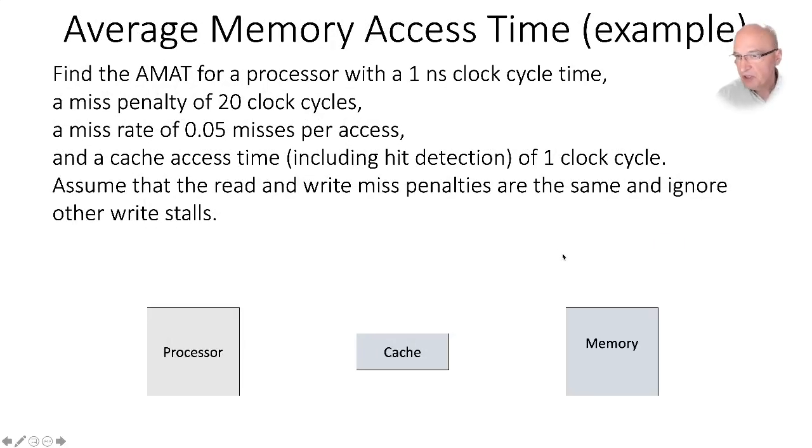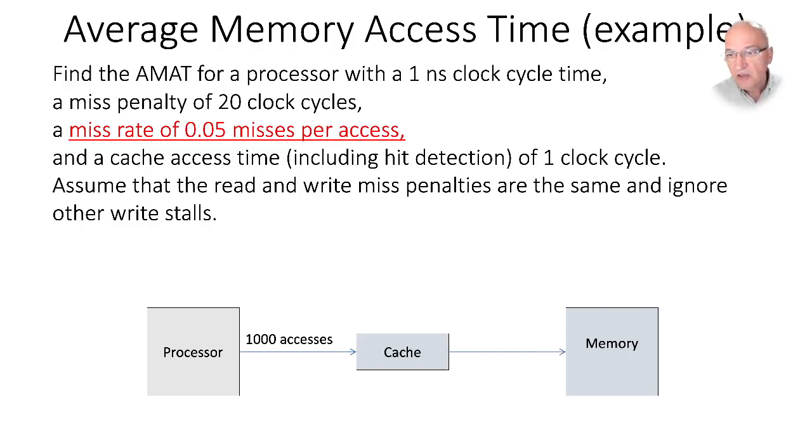So I have the processor, the cache, and the memory, and I can just take a number, and I'll take 1000. So let's say that the processor has 1000 accesses. This is not a split cache. This is a unified cache because this example doesn't tell me anything about split caches. So I have a miss rate of 0.05 misses per access. So it means that of the 1000 requests that I get, 50 of them will go to the memory.